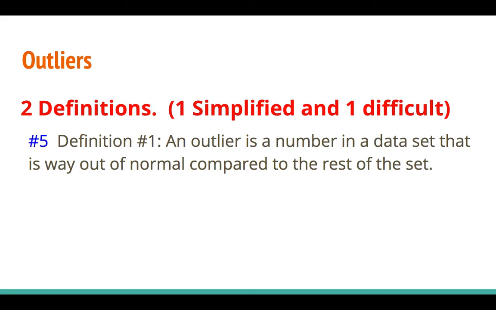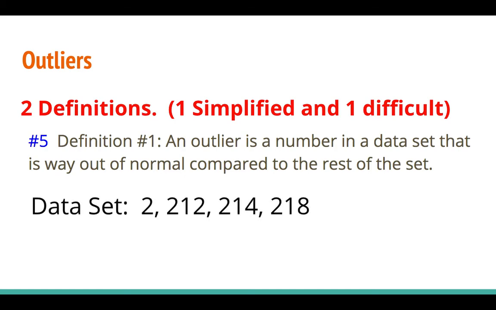At the very end of this video, I'm going to give you a chance to turn it off if you're watching. And then I'm going to go back and give you an example of the difficult technical definition of an outlier. But for the sake of simplicity, an outlier is a number in a data set that is way out of normal compared to the rest of the numbers.